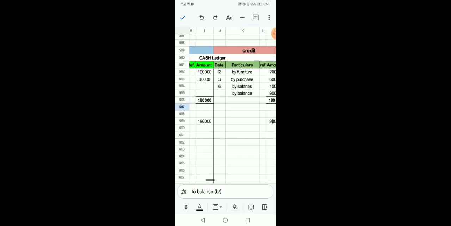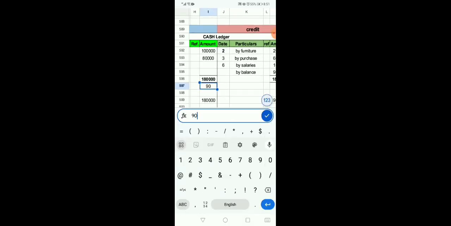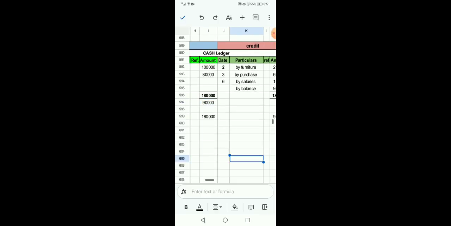And here you will write to balance, and beside it you will write brought down, and the same amount you will be writing over here, which is 90,000. So in this way your ledger for cash account has been completed. Here you can mark it as completed.